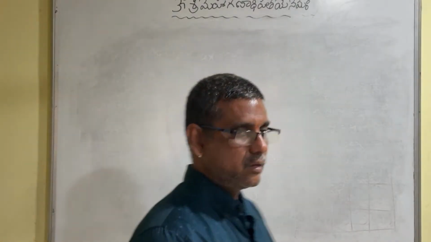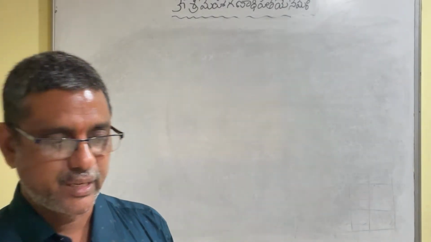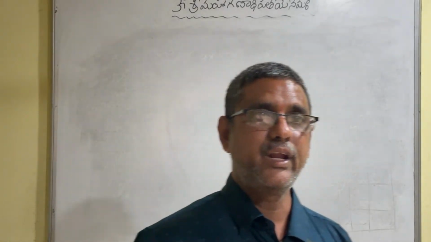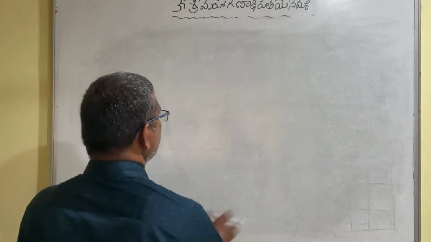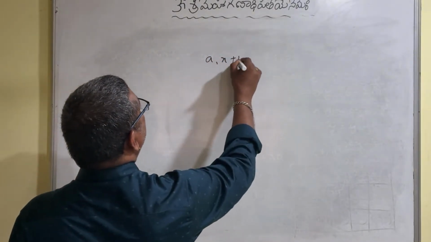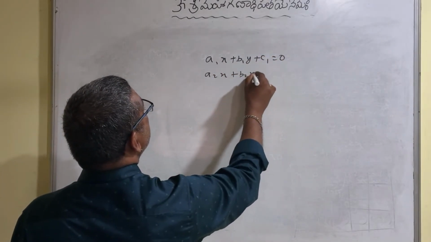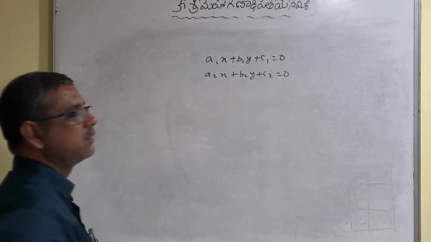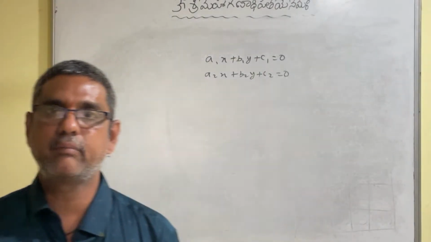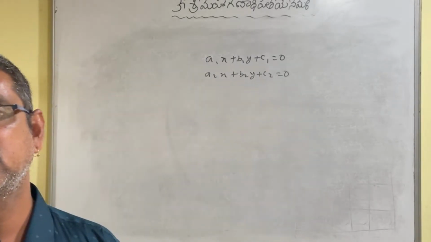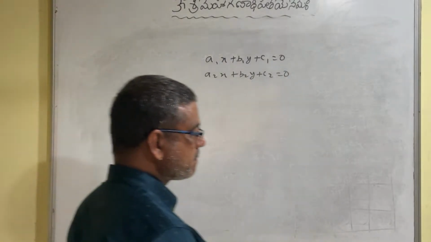Today we are going to discuss conditions of consistency. Consider the pair of equations, linear equations in two variables, general form, where a1, a2, b1, b2, c1, c2 are real numbers, and a1, a2, b1, b2 must not be equal to 0.